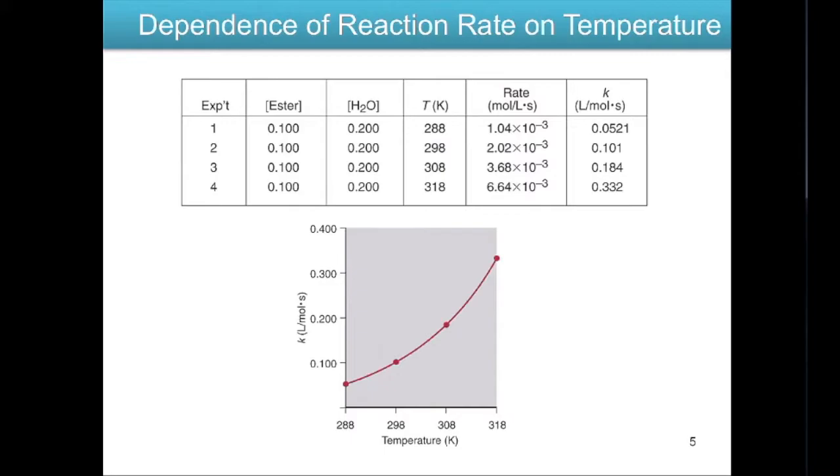Now, if we look at temperature, we've seen tables like this before where we have several different experiments and we've changed the concentrations of reactants and products. But in this case, our reactants are not changing concentration. They're both remaining at 0.1 and 0.2 molar respectively. The only thing changing here is the temperature. As the temperature is changing, notice that the rate of the reaction is changing.